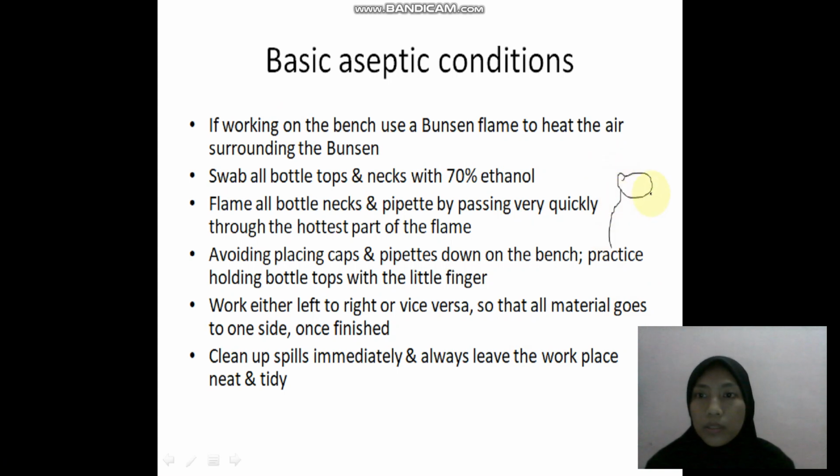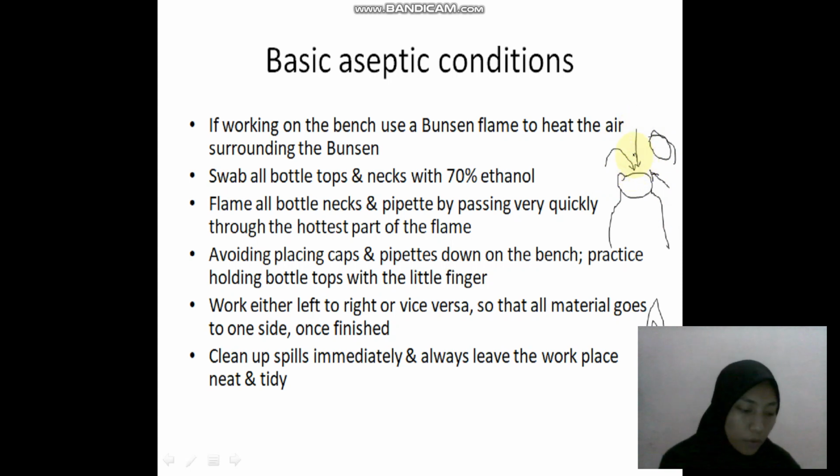So let's say this is your bottleneck, and this is the cover. You need to flame the side. Every time you open your bottle, it has to be flamed on this side, so that if any bacteria or fungus is flying and trying to get into your media, it will be taken out by pressure. It was sucked out by pressure.